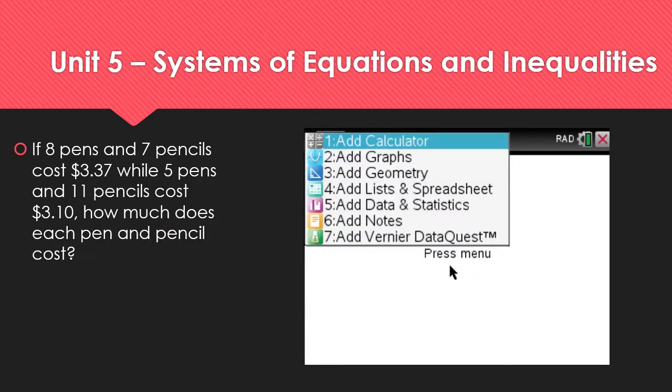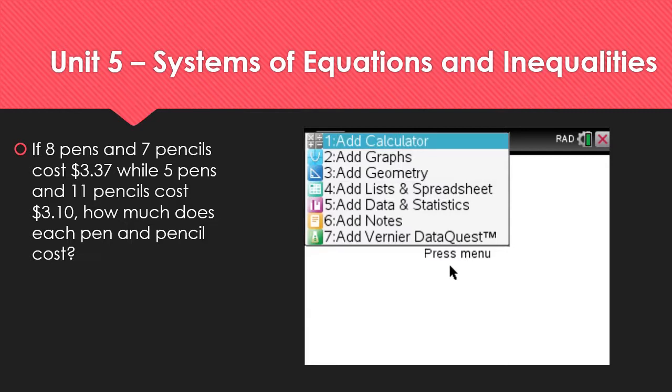This example is pretty simple as well. Systems of equations. The hardest thing was setting them up. Remember, the calculator does the work for you. So if you take a look at the example, we're dealing with pencils and pens. I'm going to label pens as X and pencils Y. So I have 8 pens, which is 8X, and 7 pencils, which is 7Y. Gave me a cost of $3.37. And then I have 5 pens, and so 5X plus 11 pencils, 11Y equals $3.10.